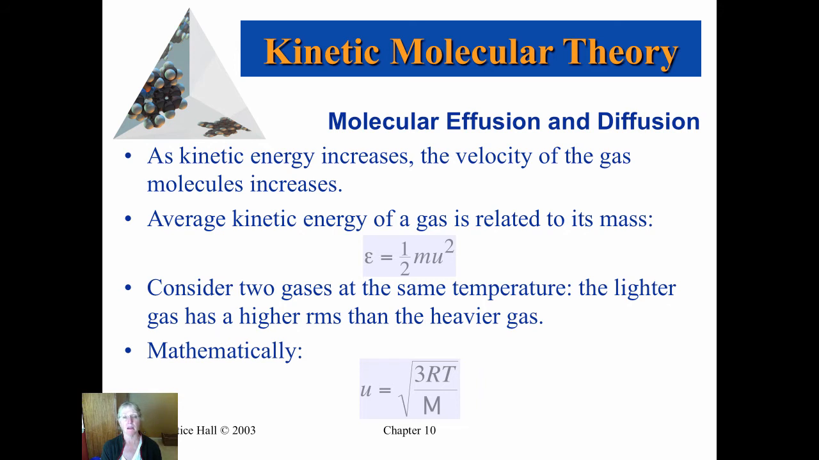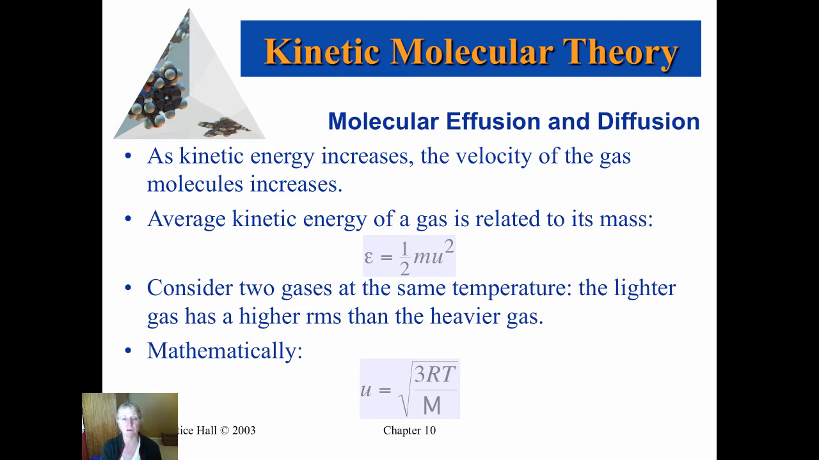So once again, this first equation is the average kinetic energy. The second equation is the root mean square speed. Root mean square speed is equal to the square root of 3 times the gas constant times the Kelvin temperature, all divided by the molar mass. And since that molar mass is at the bottom, if you're comparing two gases that have the same temperature, but one is heavier, then since this is a denominator, it's going to have a slower, or lower, root mean square speed than the lighter gas.